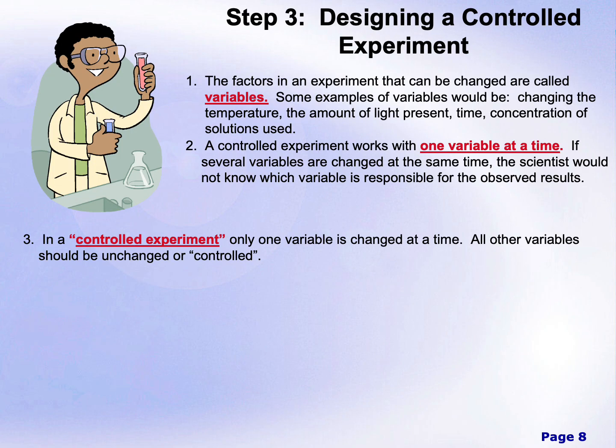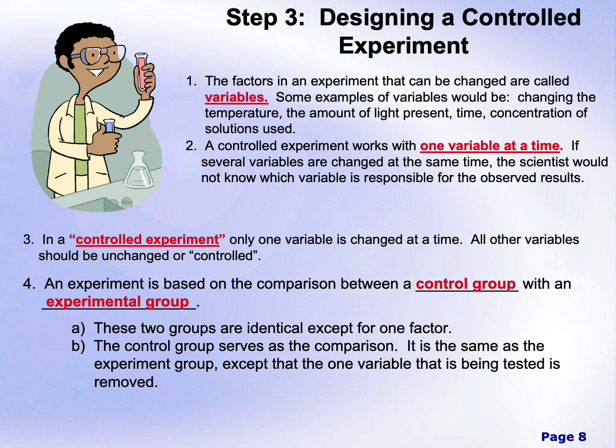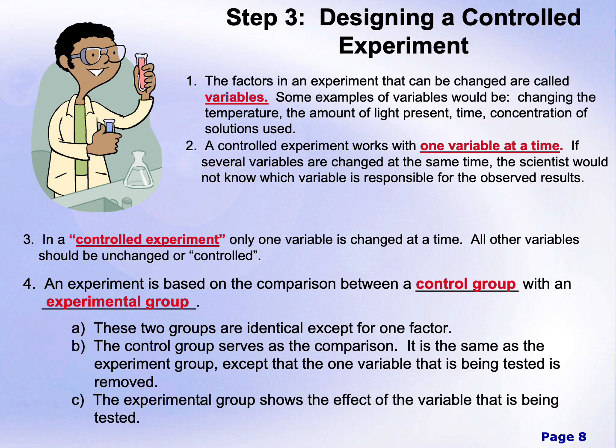When designing an experiment, it's crucial to only change one thing at a time. That thing is called the variable. Everything else must be kept constant so we know exactly what caused the results. We usually have two groups. The control group doesn't receive the change. The experimental group does. That way we can compare the two and see if the variable had any effect.